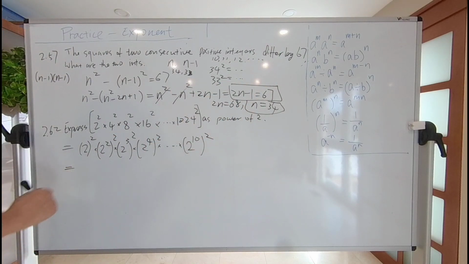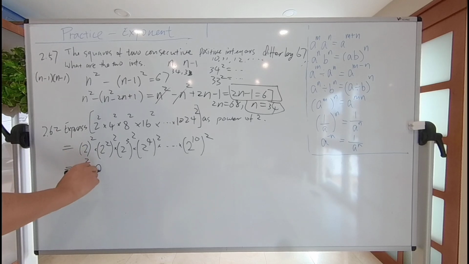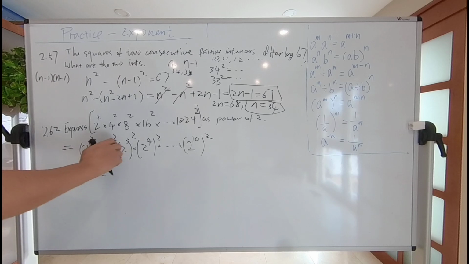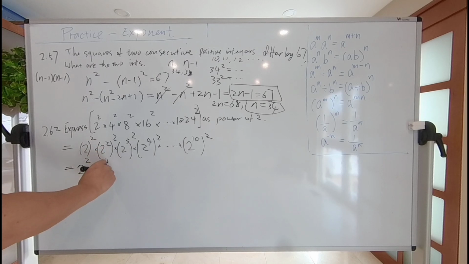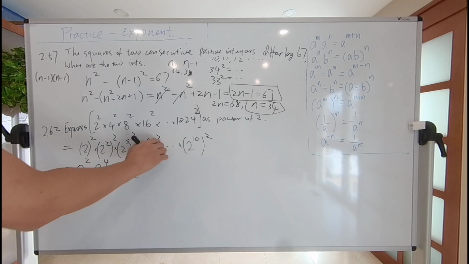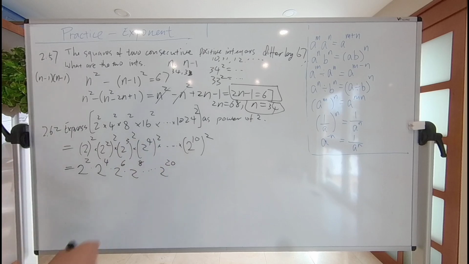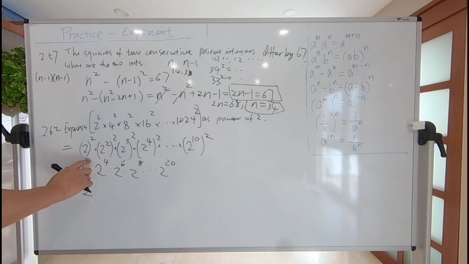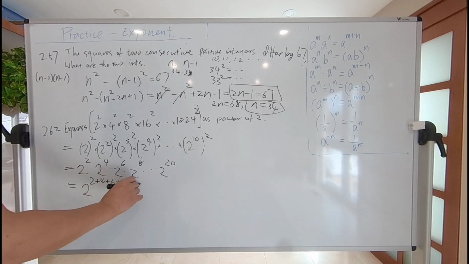Let me write one more step to write them in a clearer way so that they have the same base. So the first number is just 2 squared. The second number is 2 squared, 2 squared, which is the power of power, so it's 4. The next one, 3 times 2, which is 6. 4 times 2 is 8, until the last one, 2 times 10, which is 20. Then this is 2 to the power of 2 plus 4 plus 6 till 20.